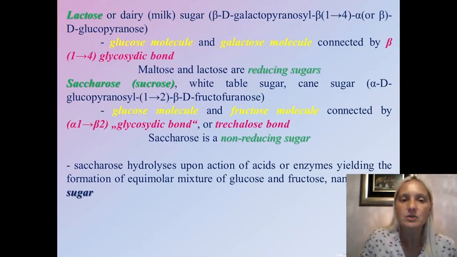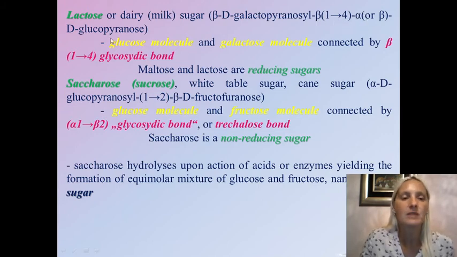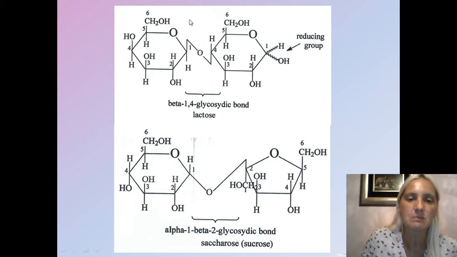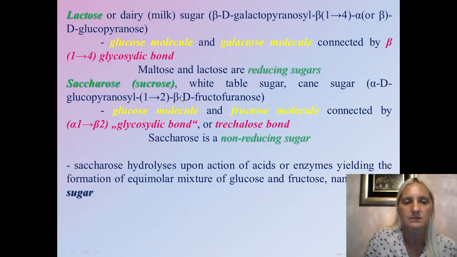Then lactose, or dairy or milk sugar, it's beta-D-galactopyranosyl-beta-1,4-alpha or beta-D-glucopyranose. So it consists of a molecule of galactose and a molecule of glucose attached by a beta-1,4 glycosidic bond. So here OH at C1 was beta, above the ring, and OH at C4 was below, as it is always in glucose, below the ring, so it's a beta-1,4 glycosidic bond.